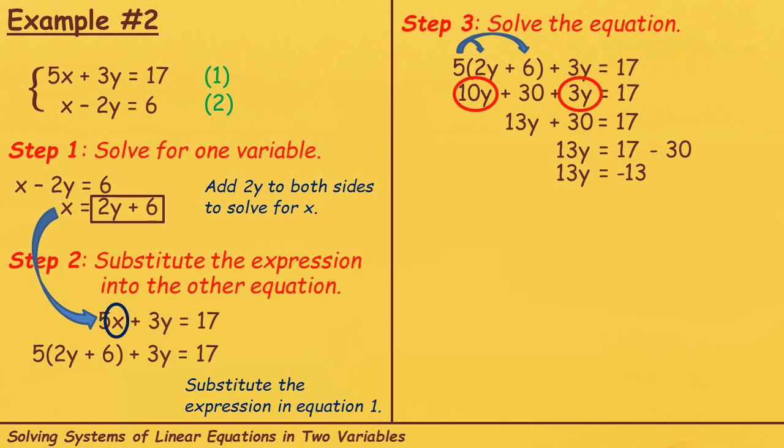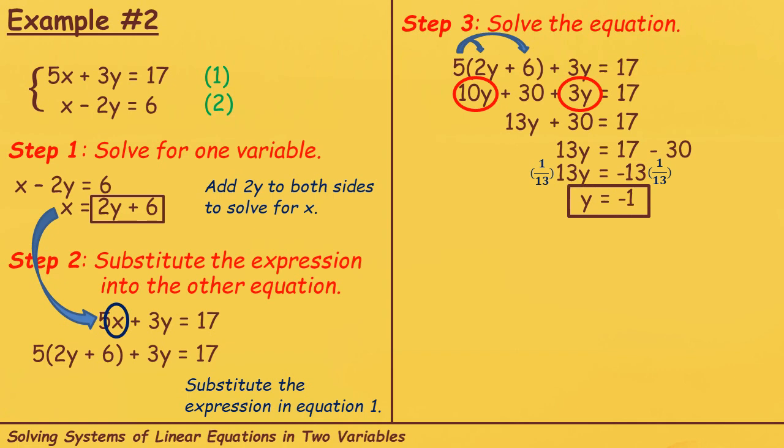Dapat y lang yan. So, we will think of the multiplicative inverse of 13y. Okay, so that will be 1 over 13. Multiplicative inverse ng 13 lang pala. Kasi y yung ating hinahanap dito. So, 1 over 13 times 13y is y. Negative 13 times 1 over 13 is negative 1. Okay, so therefore, the value of y is negative 1.